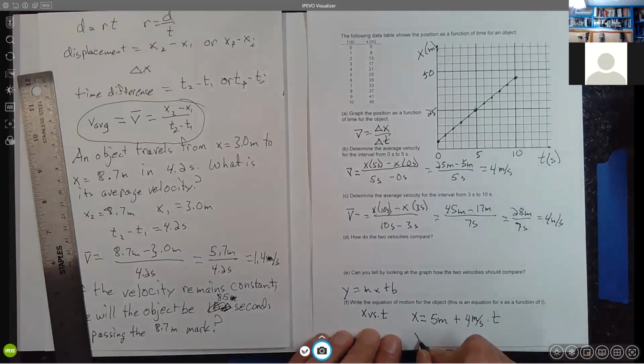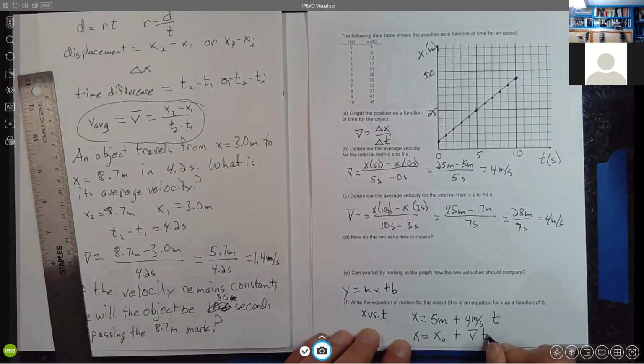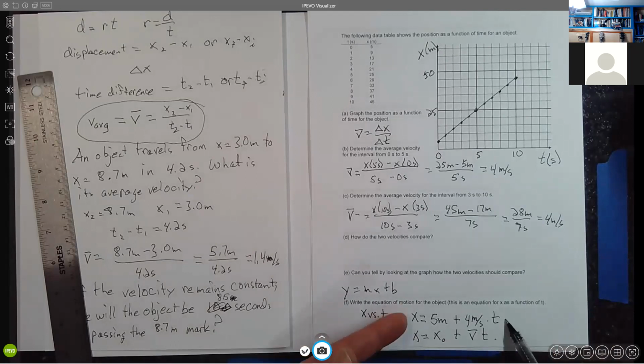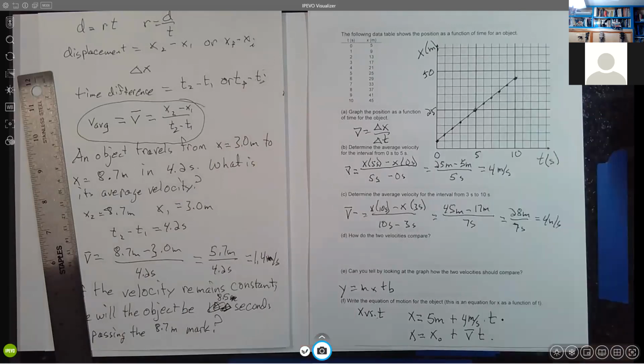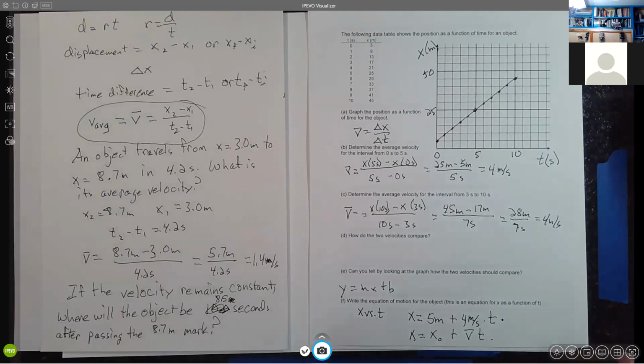Now, I could also write this as x equals x naught, or x sub 0, plus v average times t. Anytime you've got constant velocity or a situation where you have constant acceleration, you can use this equation. But this looks like that for this particular situation. So it's good to be able to go back and forth between looking at a graph for something and then pulling off an equation for it like that. Okay, let's try another one.